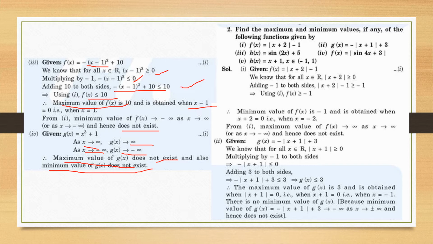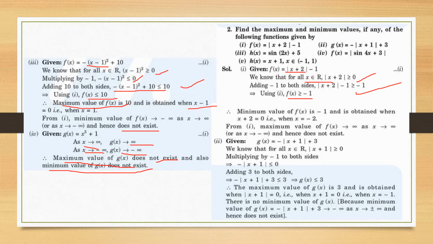Number 2 is: find the maximum and minimum values, if any, of the following functions given by. Now the function is f(x) = |x + 2| - 1. So let us start with it. Now you know that for every real number x belonging to R, this modulus term is always greater than or equal to 0. Now subtract 1 from both sides, and you will get that the function is greater than or equal to minus 1.